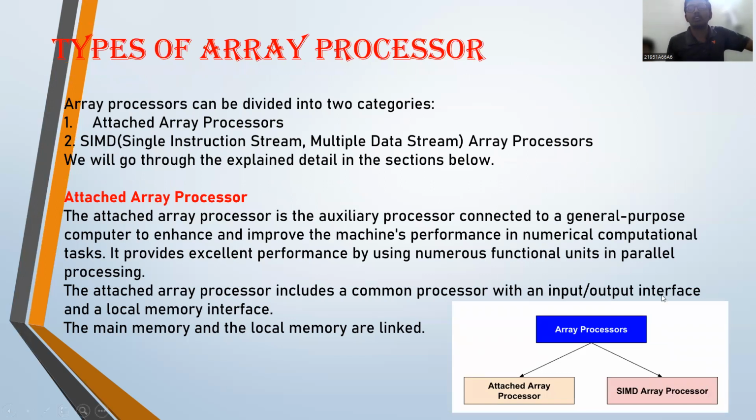Types of array processor. Array processors can be divided into two categories: attached array processors, and SIMD, single instruction stream, multiple data stream, array processors. We will go through them in detail in the sections below.